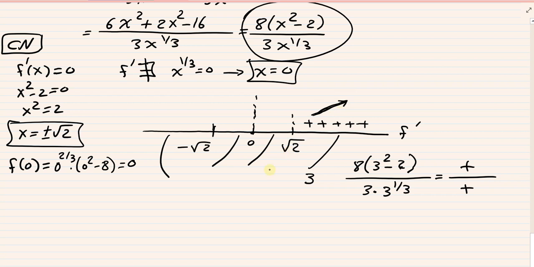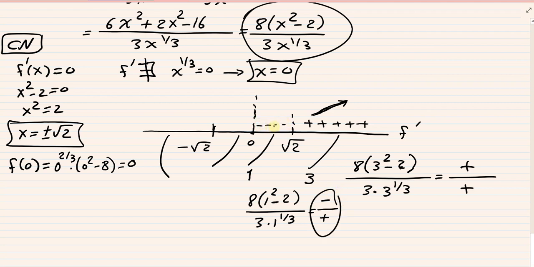Between 0 and root 2, I'm going to choose 1. And again, we're going to plug it in. That's going to be 8 times 1 squared minus 2 divided by 3 times 1 to 1/3. So this is going to be a positive denominator. The numerator now becomes negative, because 1 squared is 1. 1 minus 2 is negative. 1 times 8 negative. Numerator negative divided by positive denominator makes that negative. The function is decreasing. Okay, so f prime is negative.